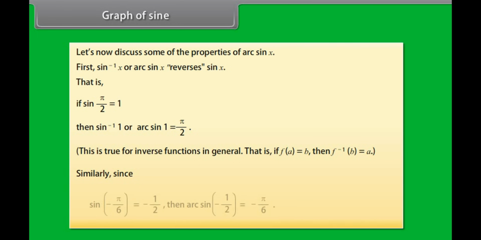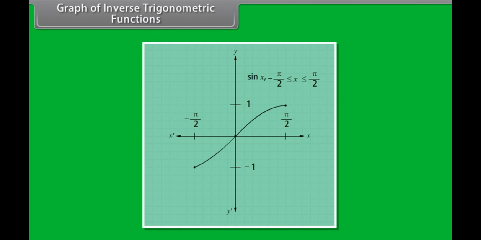Similarly, since sine minus pi by 6 is equal to minus 1 by 2, then arc sine minus 1 by 2 is equal to minus pi by 6. Graph of inverse trigonometric functions. In this screen, we will learn about the graphs of the inverse trigonometric functions.